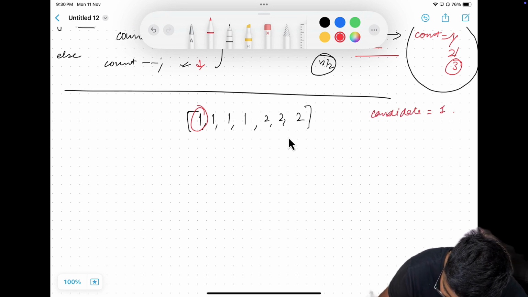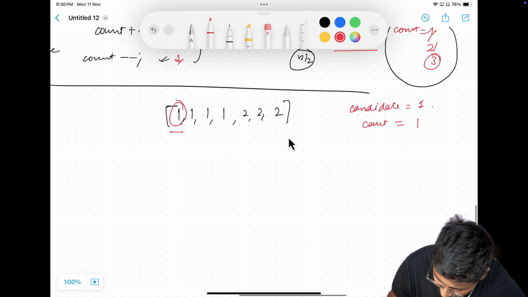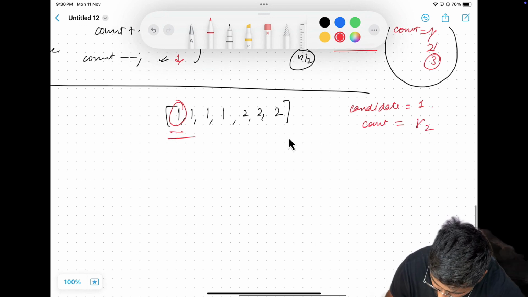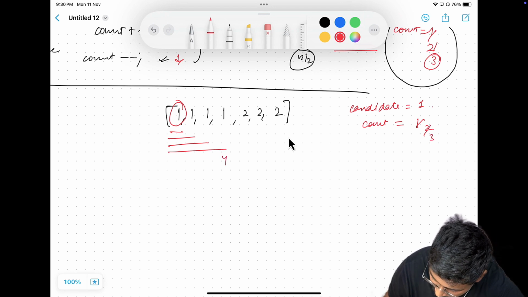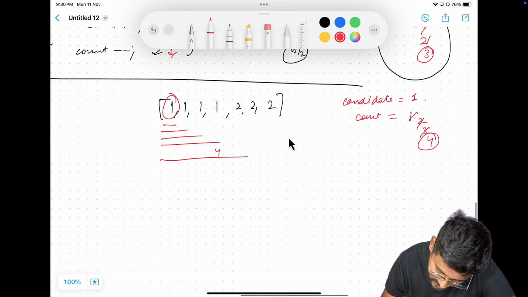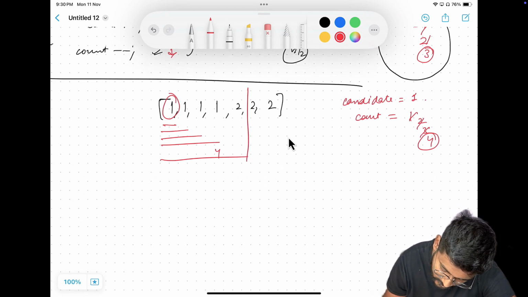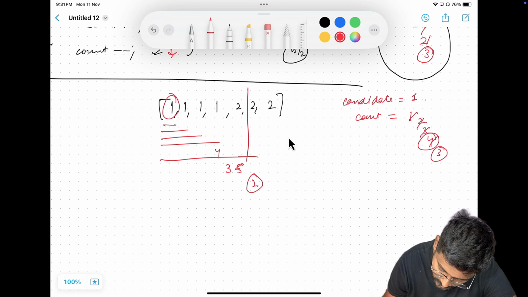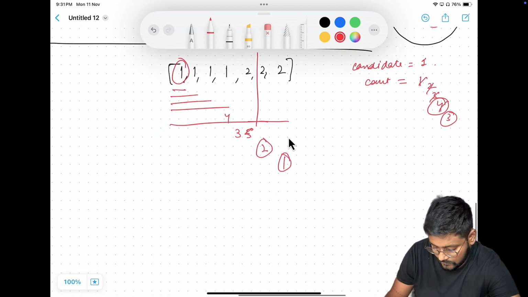Candidate is 1 and the count is 1. Here the count is 1, count is updated to 2, count is updated to 3, count is updated to 4. Okay, now at this subarray, till this moment the count is updated to 4 minus 1, 3, because 2 is not equal to the candidate. Now the count is 2, now the count is 1.